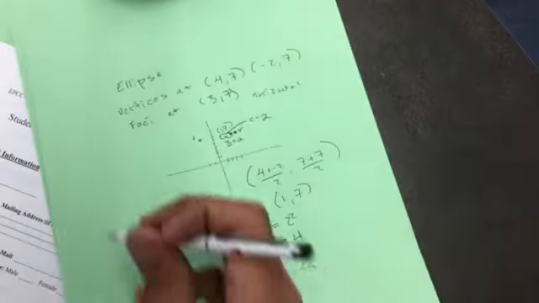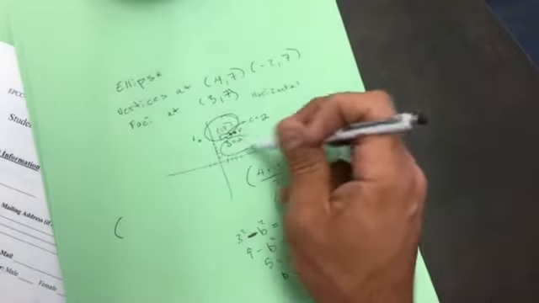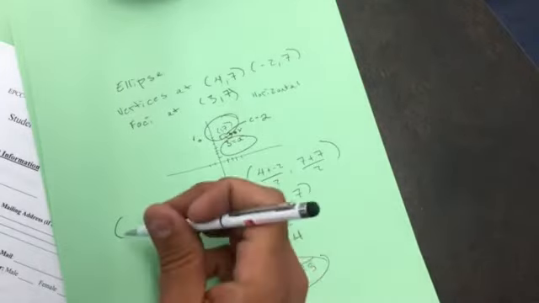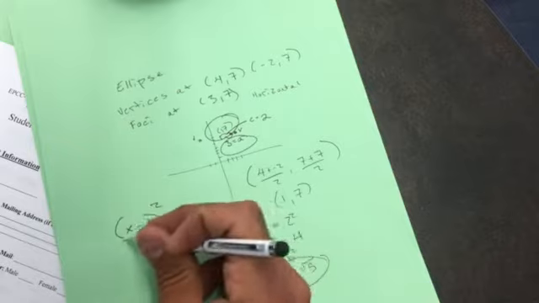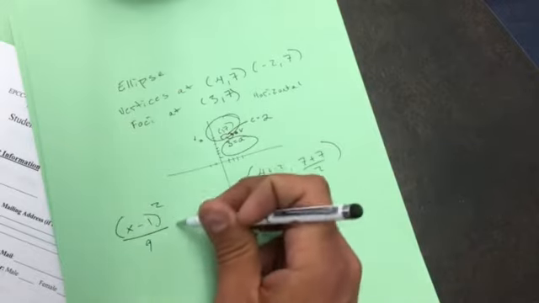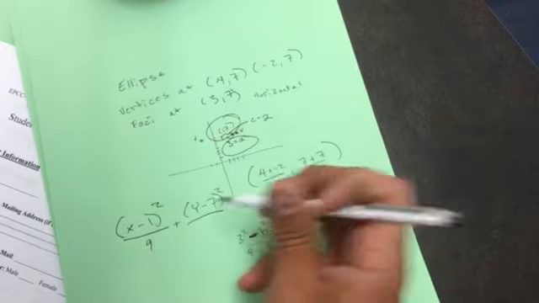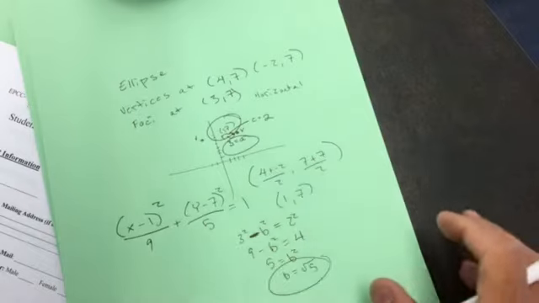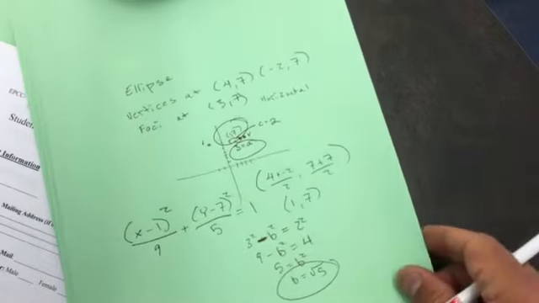Now I can write the equation because I have the center, I have A, and I have B. This is a horizontal one, so it's going to be x minus 1 squared over 3 squared, which is 9, plus y minus 7 squared over b squared, which is 5, equals 1. So I'm just using the information that they give me to figure out the different parts that I need.